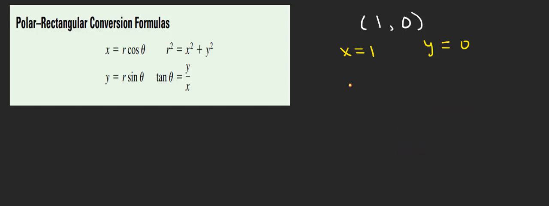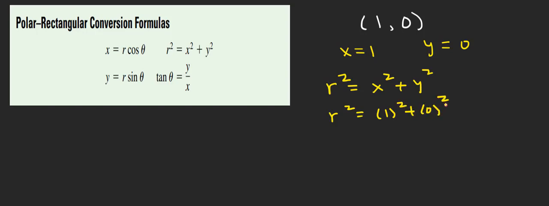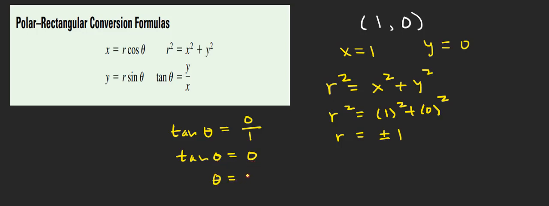And this is what I mean. Now to get r, you have to use r squared equals x squared plus y squared. So r squared will be 1 squared plus 0 squared. And you get r equals positive negative 1. Now how do you get theta? Well, it says that tangent theta is y over x, so it's 0 over 1, which means that tangent theta is 0. Now, think about it. Tangent of what angle gives you 0? Well, it's when theta is 0. So we got r equals 1 comma 0.